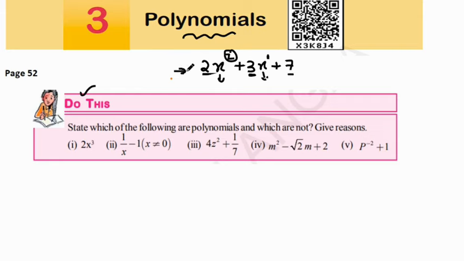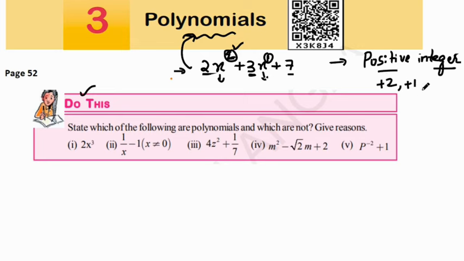So for this expression to be a polynomial, it has to satisfy a certain property, and the property is the power of a variable should be a positive integer. This is very important, students. If you understand this, the rest of the chapter will become very easy for you. Here the power of x is 2, here the power of x is 1. If the power of the variable is a positive integer, positive means plus 2 or plus 1 or plus 3, then this expression is a polynomial, else it is not.